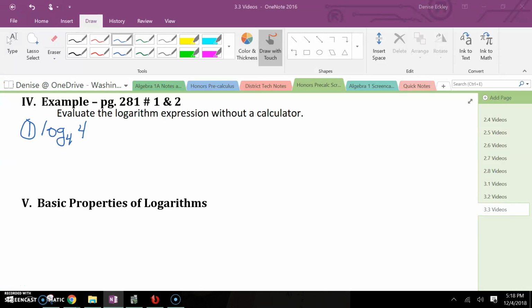Page 281, numbers 1 and 2. Number 1 asks us to evaluate the logarithm expression without a calculator. We are given log base 4 of 4, and we want to know what the value is.